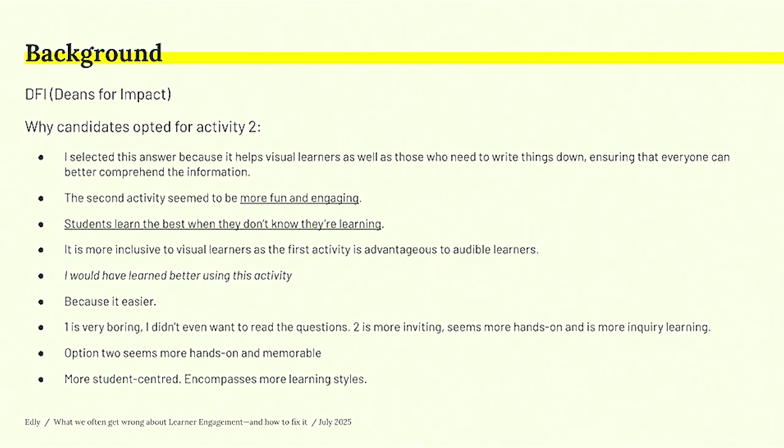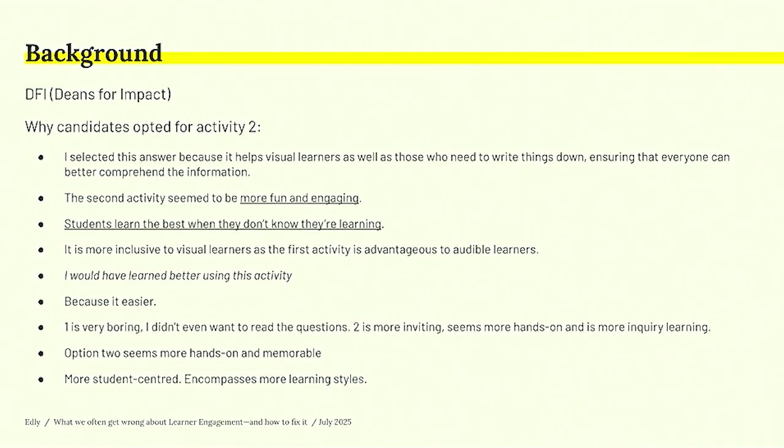In the 2020 report that they did, they included that same activity, and I think they surveyed about 10,000 candidates. I could be wrong on the number. Only 22% of the candidates picked activity 1. The remaining teachers and just all of the people that were educators, they picked activity 2. And that's part of the problem, right?